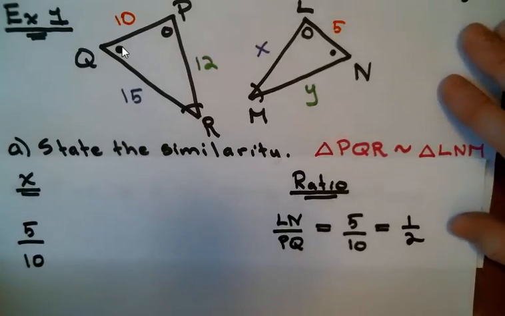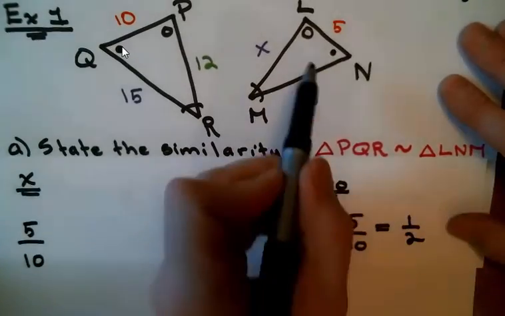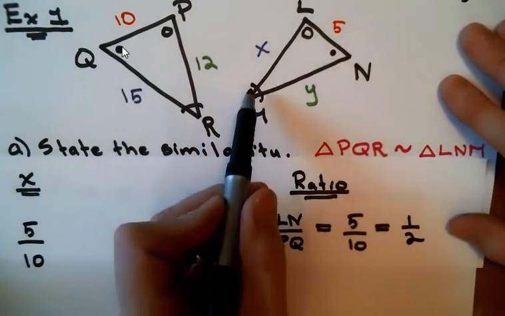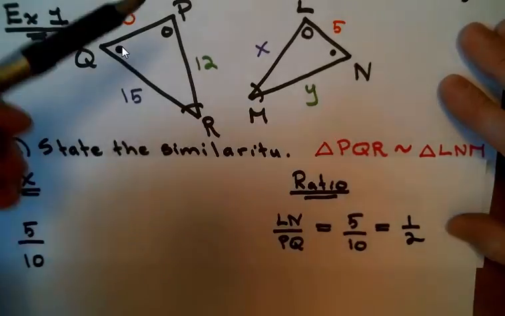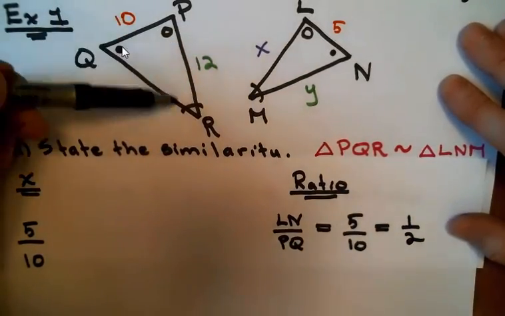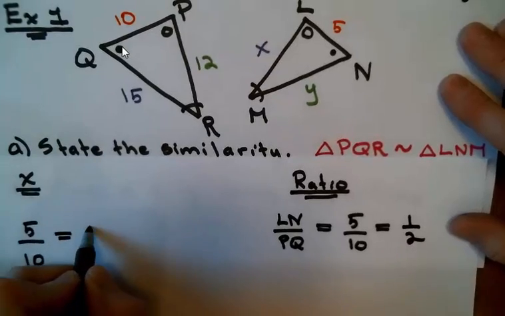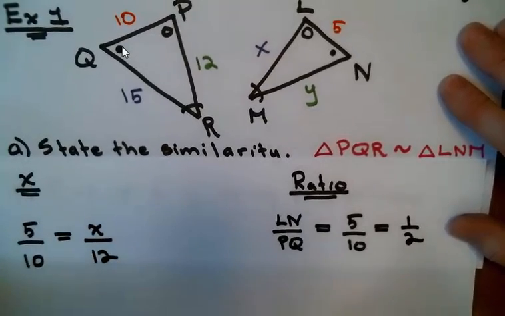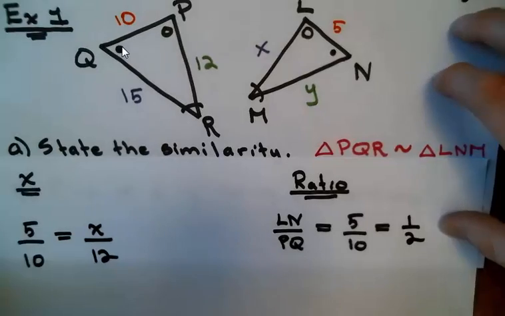Okay, so 5 goes with 10. X now, who would he go with? Well, he's on side open circle and this arc. So over here, X seems to go with 12. So you write X over 12. Now you just have to solve this using that cross multiplication from earlier.